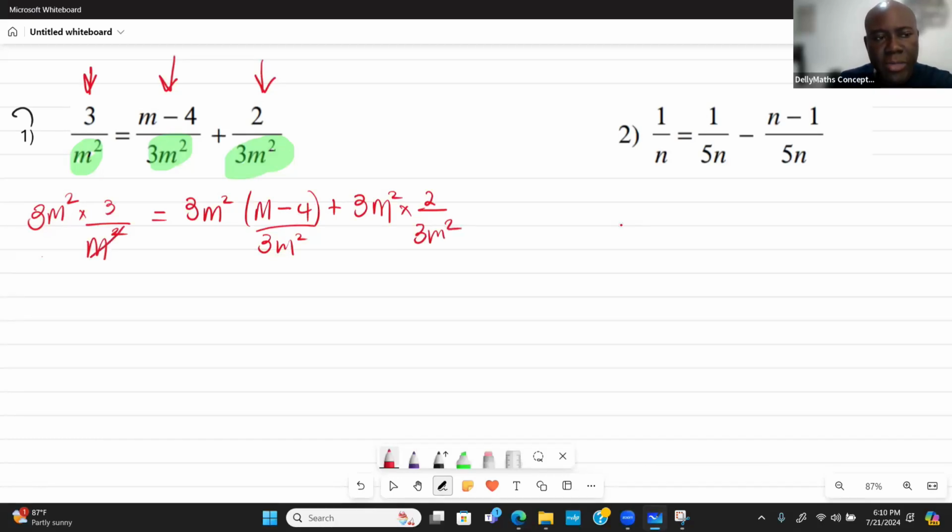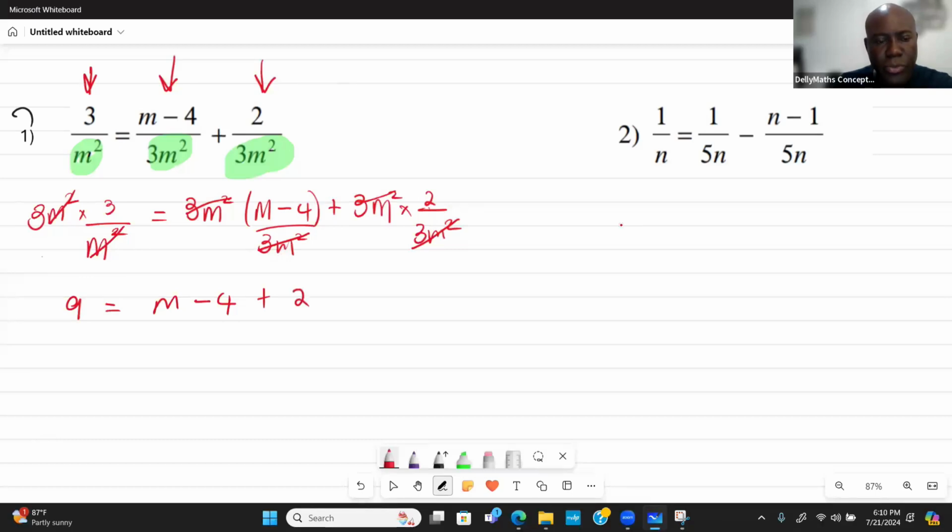So here, m squared cancels right there. 3m squared cancels fully here. 3m squared cancels fully here. So those would have canceled. What we're left with on the left side is 3 times 3, which gives us the 9 right there. Remember, what we're left with here is m minus 4. So this is just m minus 4 plus, and here we're left with 2.